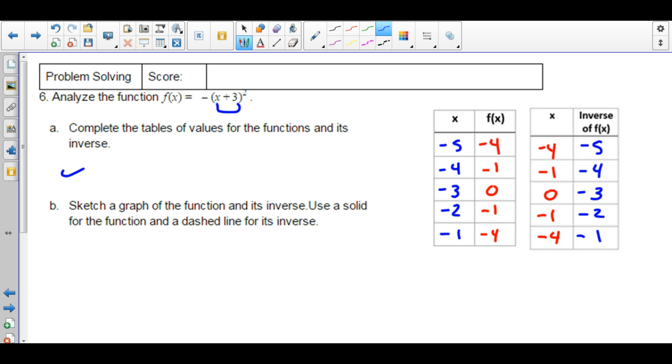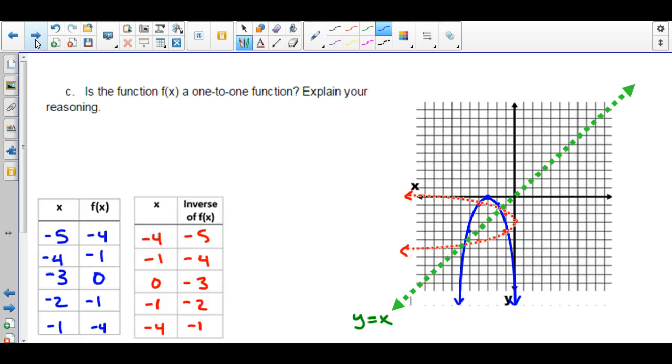Sketch a graph, use a solid line for the function, and then a dotted line for the inverse. So I've already done this. So take a sec to kind of consume this information. You do not have to draw the green line. I only showed that so I can again emphasize that the function in blue, the solid line regular function, is going to be reflected over that green line. And if you were to put the blue line on a piece of paper and then fold it over that green line, you would end up with the dotted line function.